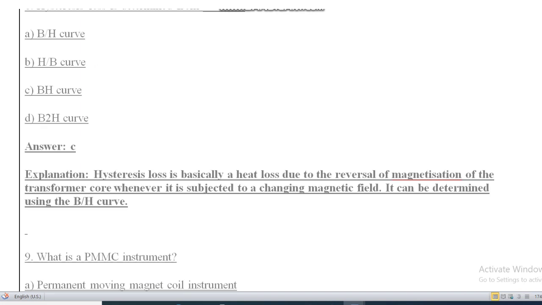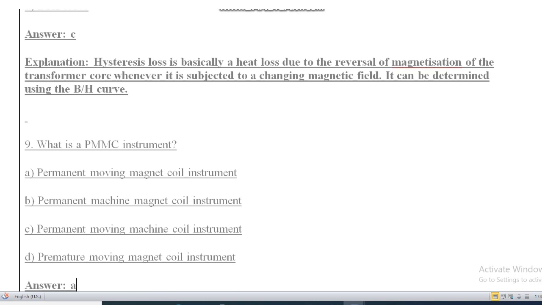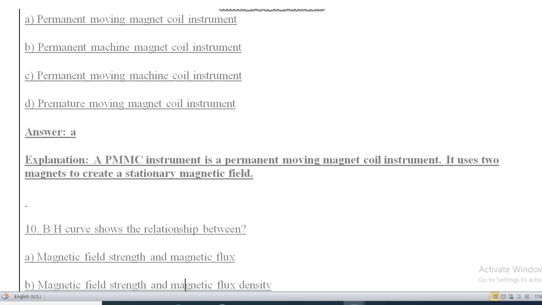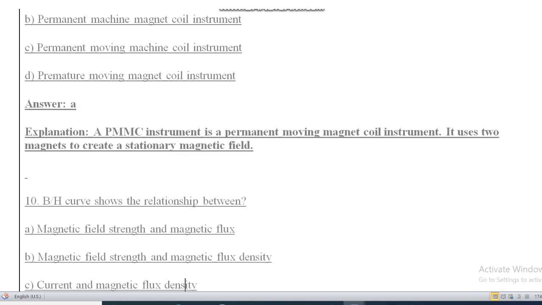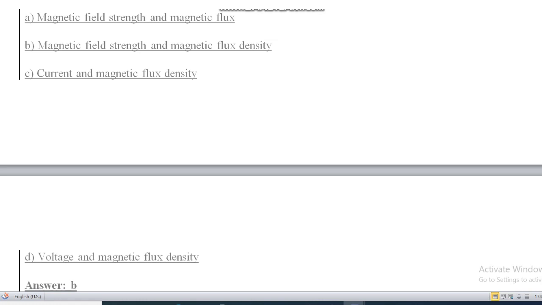Then question number 9 is what is PMMC instrument? It is permanent magnet moving coil instrument. Then the last question is BH curve shows the relationship between what? It shows magnetic field strength and magnetic flux density. Now we will see second chapter in next video.